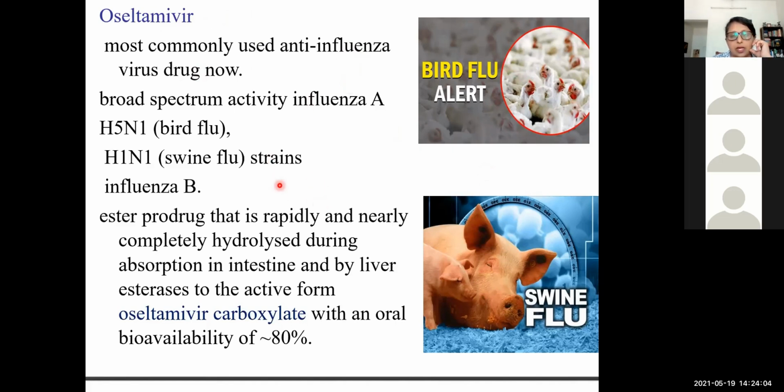How does oseltamivir work in the body? It will be converted to an active form called oseltamivir carboxylate, with an oral bioavailability of 80%. It is rapidly and nearly completely hydrolyzed during absorption in the intestine and by the liver to the active form, oseltamivir carboxylate. So that active form is the main thing that is effective against all these influenza viruses, that is H5N1 and H1N1, etc.